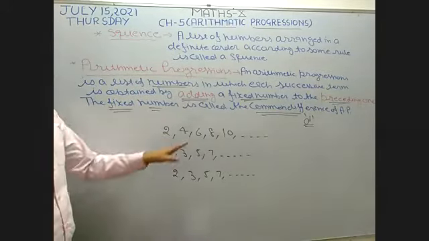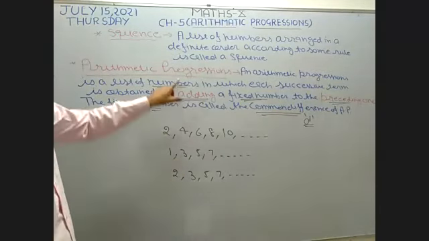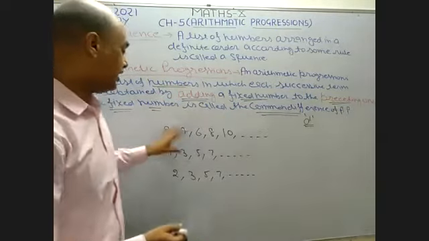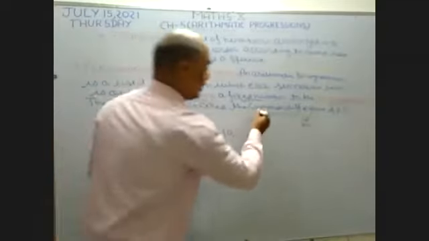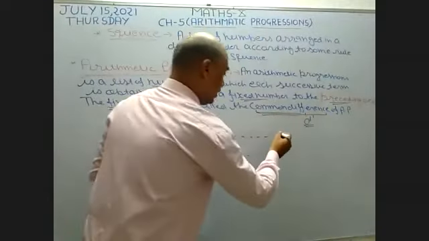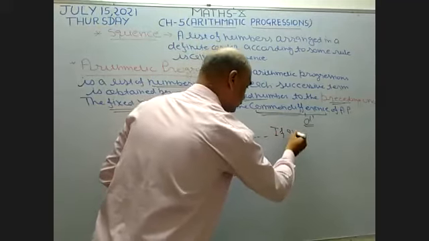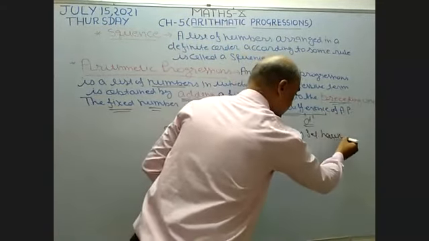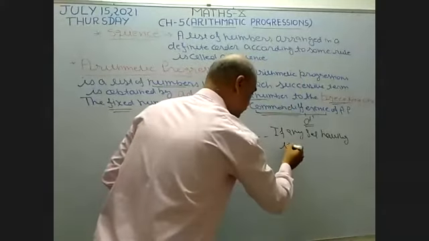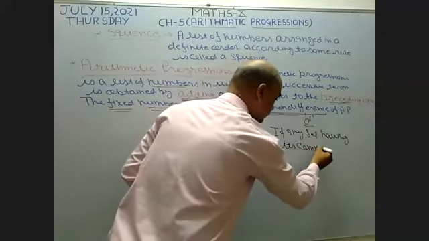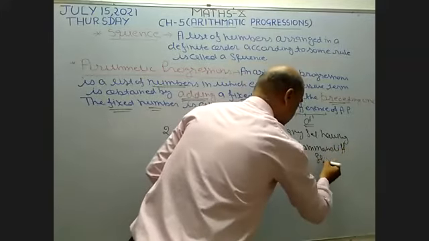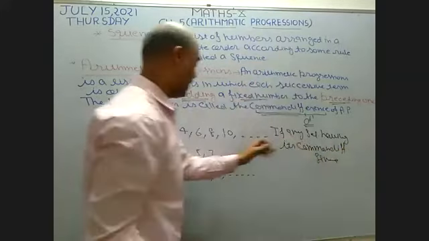Now, I want to check which one represents an AP. For an AP, it is given that if any sequence has the same common difference, then it is known as an AP. I want to repeat it: if any sequence has its common difference the same, then it is known as AP.